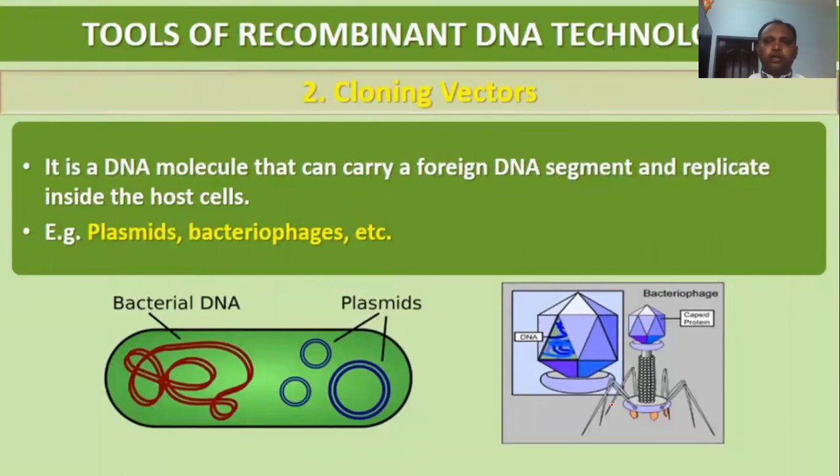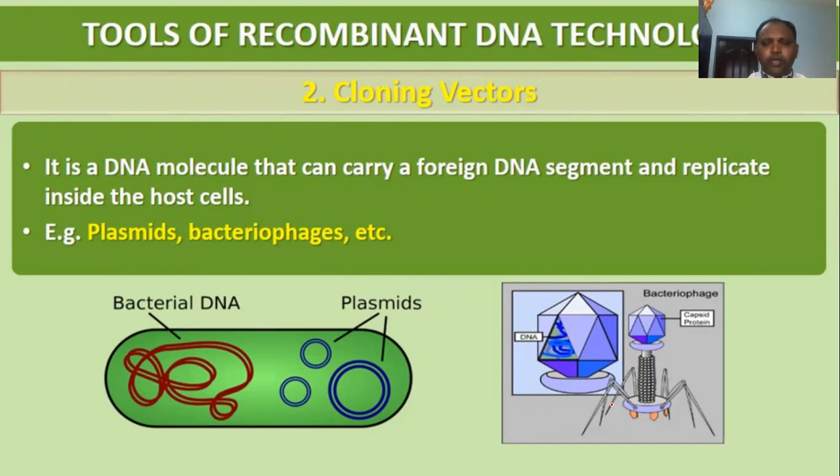So far we discussed restriction endonuclease enzymes, right? And the next tools are cloning vectors. What is a cloning vector? It's a DNA molecule that can carry a foreign DNA segment and replicate inside the host cells. So cloning vectors are nothing but DNA molecules. Definitely they are double-stranded DNA, which carry a piece of foreign DNA from a different source, an alien piece of DNA, and they transfer this into the host, and also they can replicate inside the host cells.